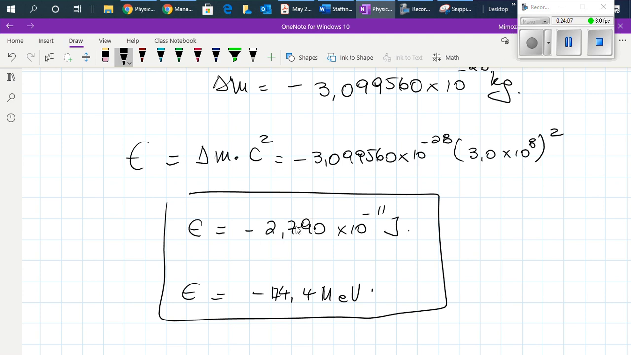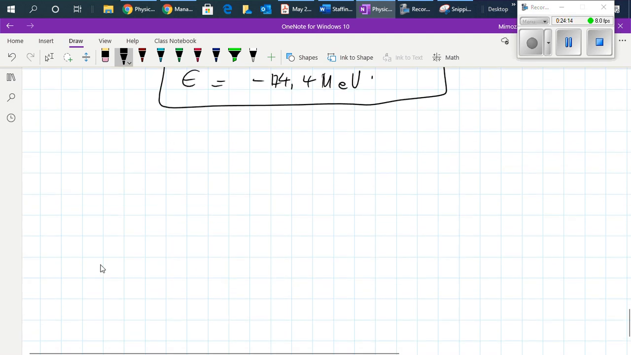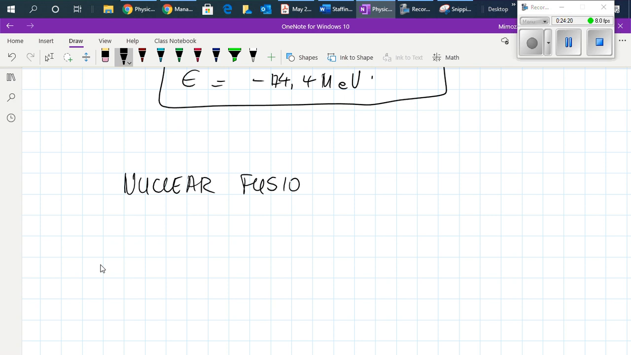Okay, this is fission. And now what is happening on nuclear fusion? It is the opposite of it. So what is happening is two smaller sized atoms are coming together to form a larger one.